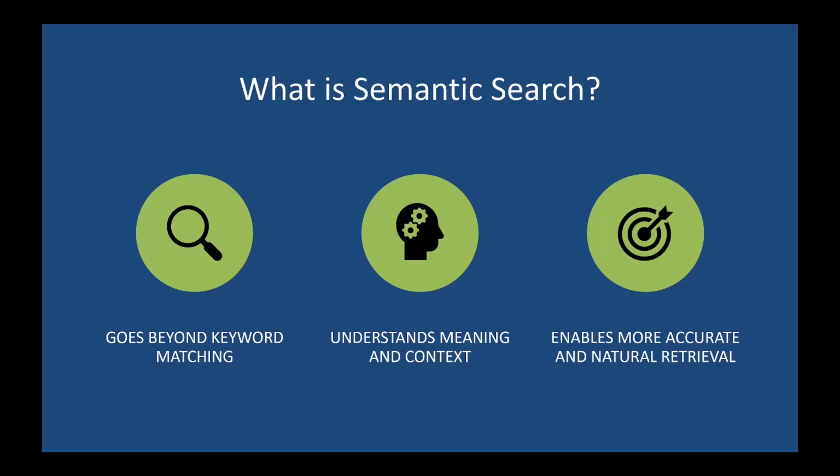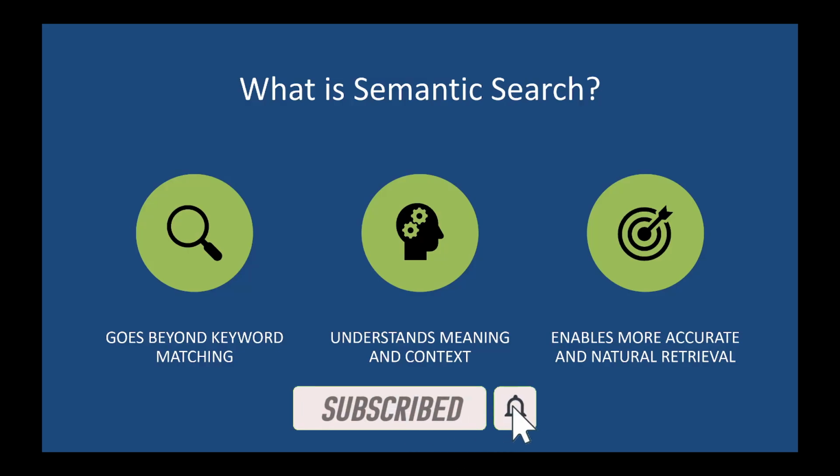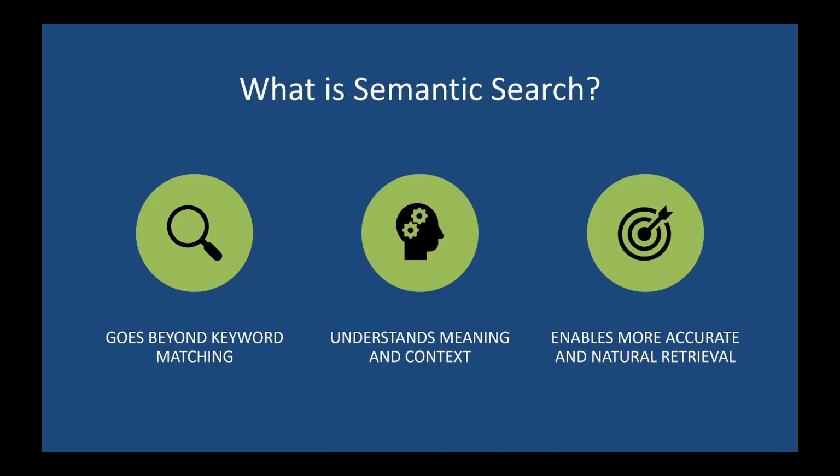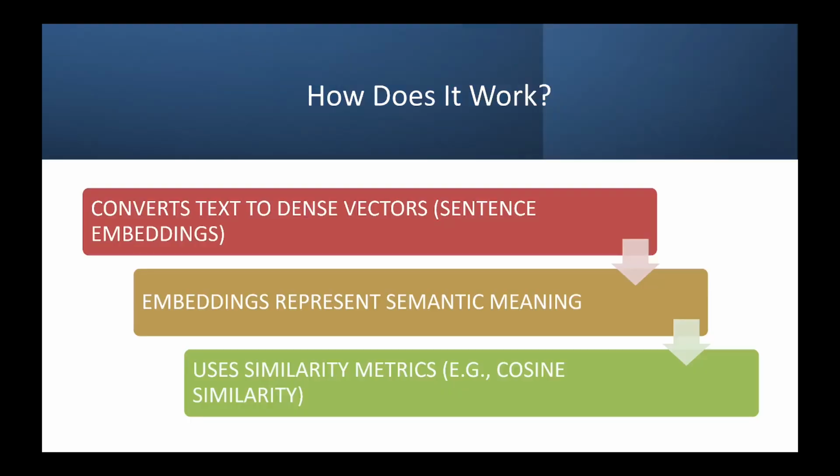So what is semantic search? Actually, it's a search engine which goes beyond keyword matching. Basically, it will understand the meaning and context and provide us the result. And it enables more accurate and natural retrieval.